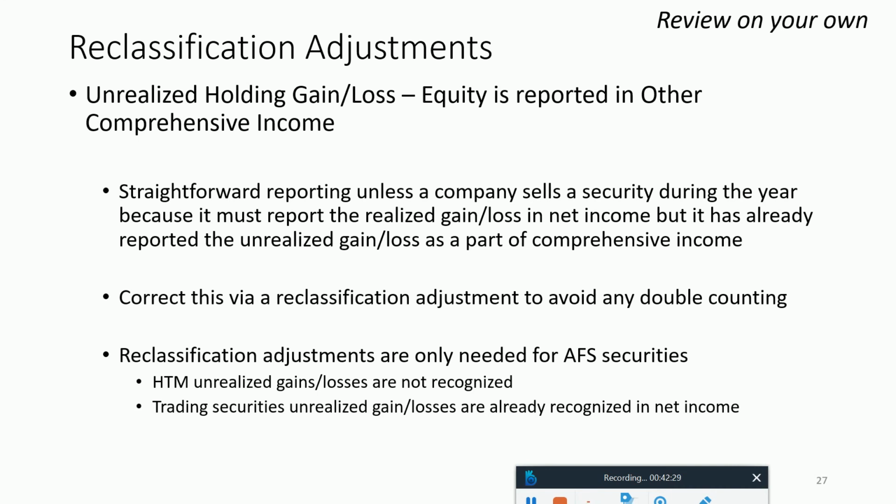Now, it's also important to remember that a reclassification adjustment is only needed when we have available for sale securities. And the reason for this is that held to maturity unrealized gains or losses are not recognized, and trading security unrealized gains or losses are already recognized in net income. So when we realize them and they go to net income, the unrealized portion has already been recorded in net income, and therefore there's no potential for double counting.